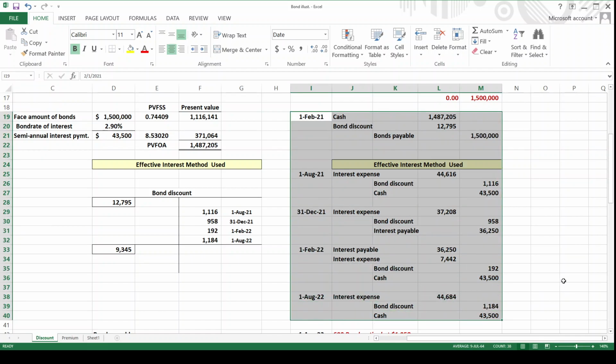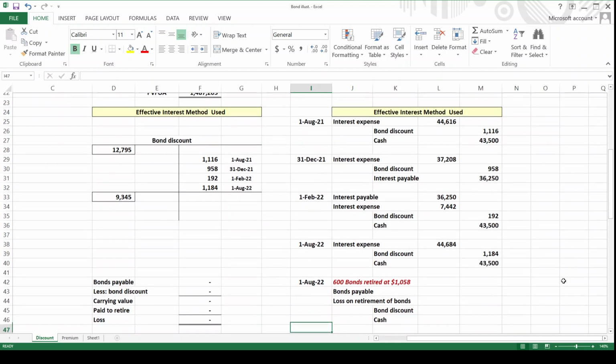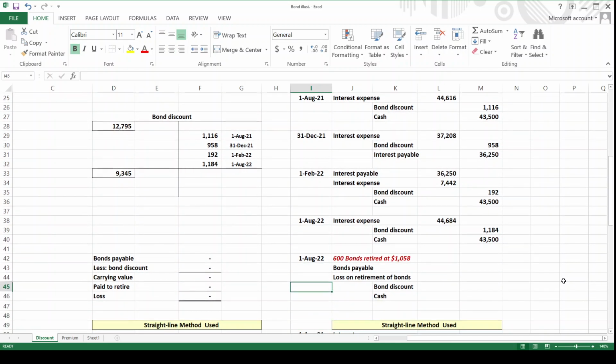So, to make this example real fun, we're going to retire some of the bonds. We're going to retire 600 bonds. So let's say the issuing corporation either went out on the open market and bought 600 bonds, or they had bonds which were callable, and they're going to bring them back. They're going to retire them at $1,058 a piece. Okay, so that's 1 year's worth of interest on top of the face value. All right, so that's 600 bonds are going to be retired.